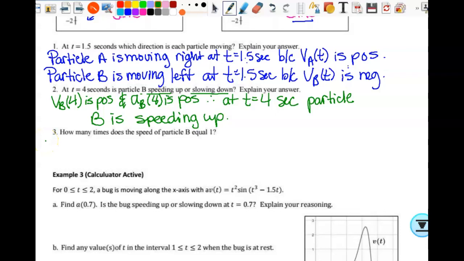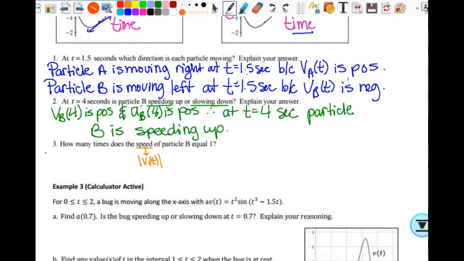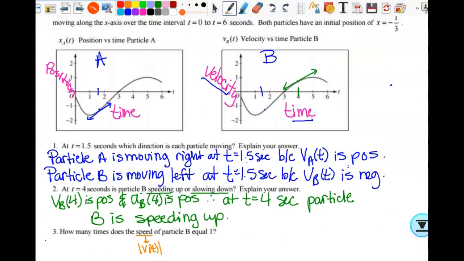All right, read number 3. How many times does the speed of particle B equal 1? Speed. Are speed and velocity the same thing? No. Speed is what of velocity? Absolute value. Okay? So I want to know how many times the speed of particle B is equal to 1 or negative 1, right? So here's where it's 1. Here's where it is negative 1.